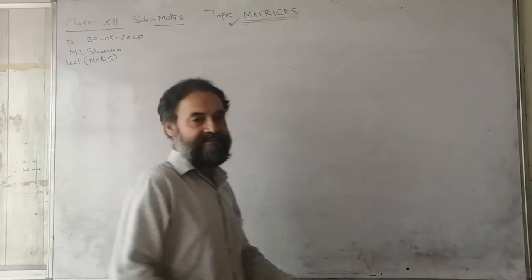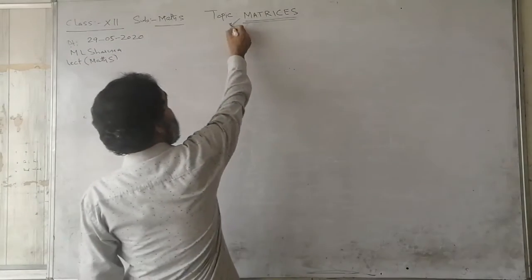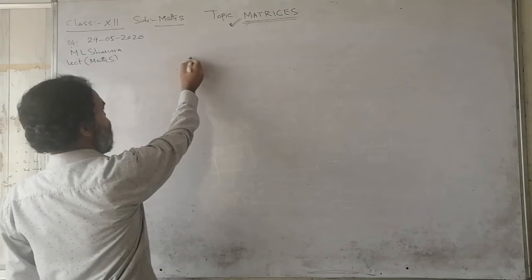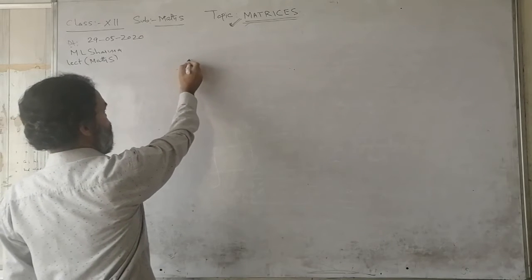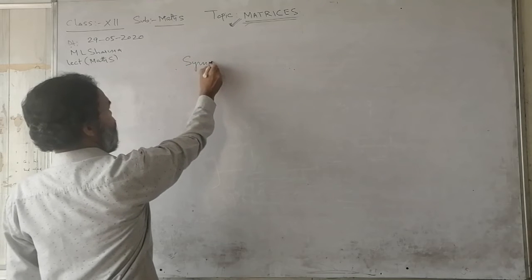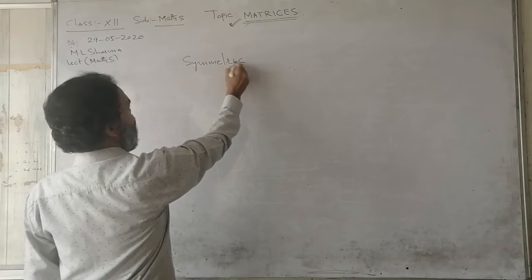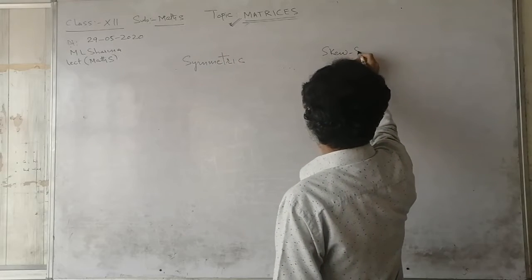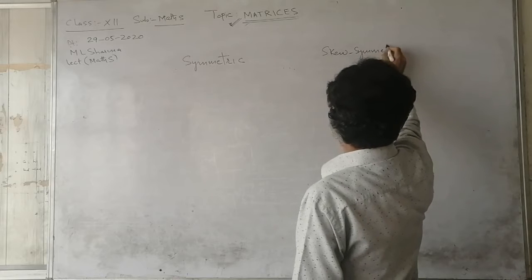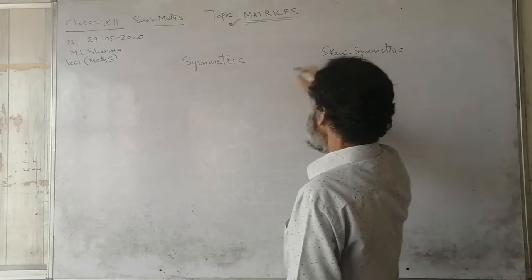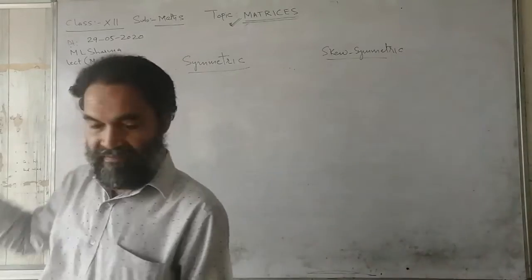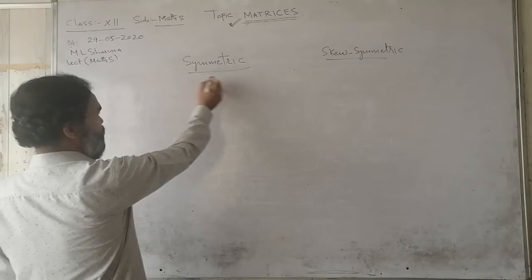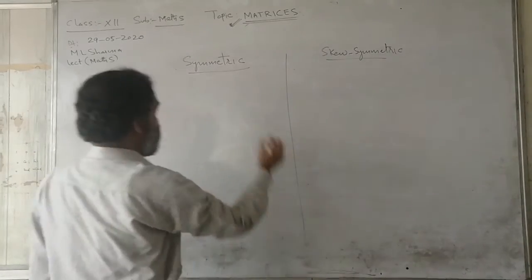Welcome back again with the same topic, matrices. Yesterday we were discussing two types of matrices, that is symmetric and skew symmetric. So these are the two types of matrices. One is symmetric and the other is skew symmetric. Suppose we look at the main difference between the two.